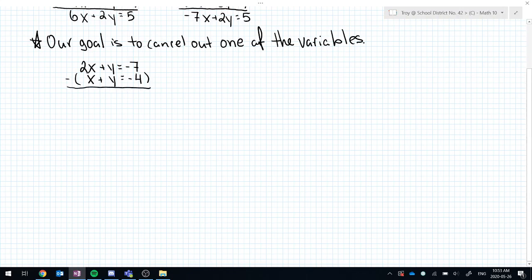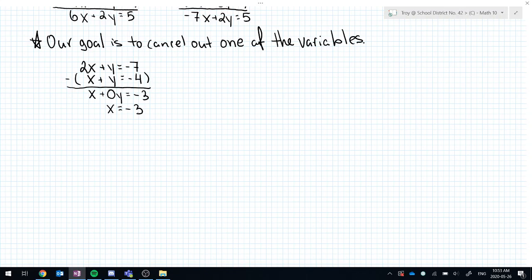So when we do that, we get 2x minus x, so that just leaves us with 1x. And here we have 1y minus 1y, which of course gives us 0y, right? And then that will be negative 3. So what we end up getting is x equals negative 3. And that's half our answer, right? We have the solution to one of the variables. We know that for that system, x is just equal to negative 3.